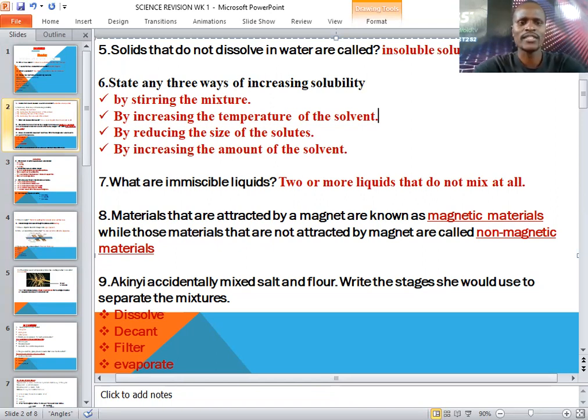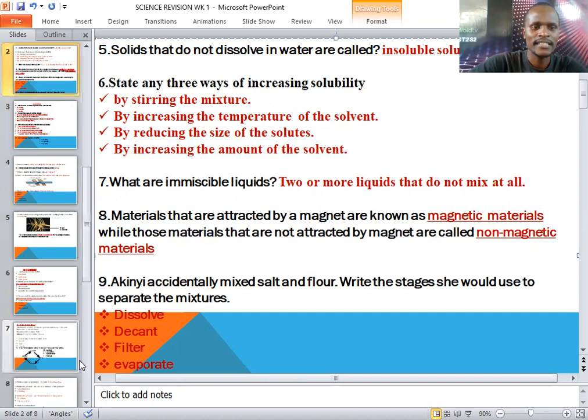Number 7 was asking, what are immiscible liquids? So remember we said we have miscible and immiscible. So immiscible are 2 or more liquids that do not mix at all. If you put them together, for example, take paraffin and water, you are going to form 2 layers. So water and paraffin are immiscible liquids. So you are supposed to say immiscible liquids are 2 or more liquids that do not mix at all when put together or when put in one container.